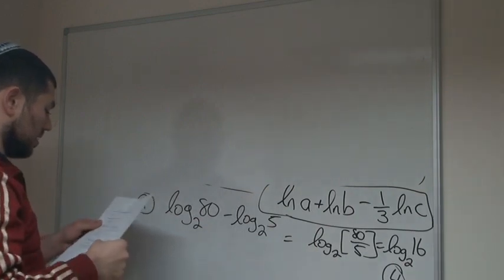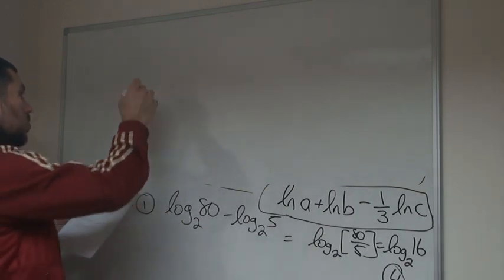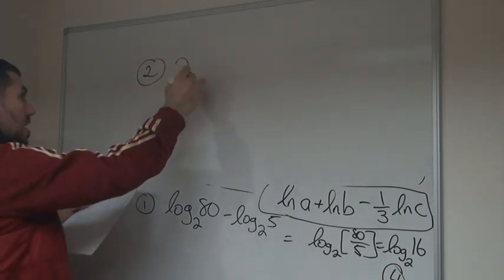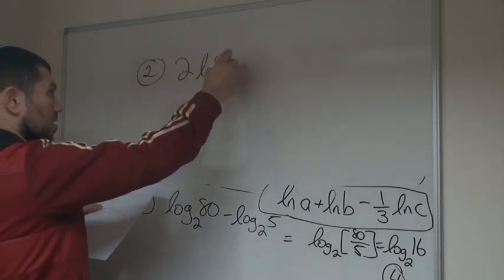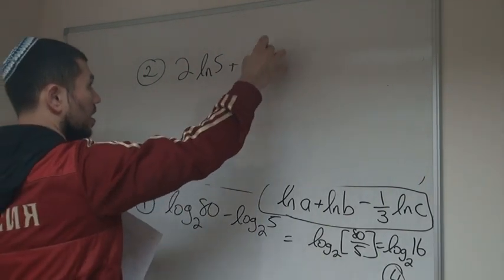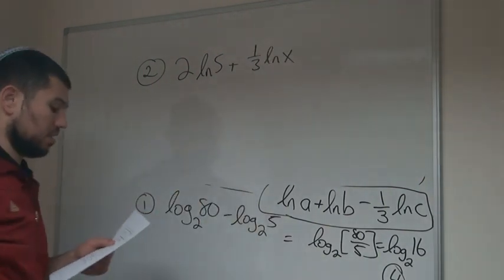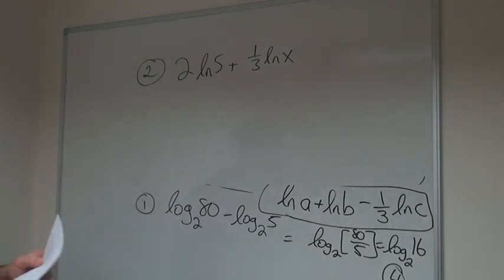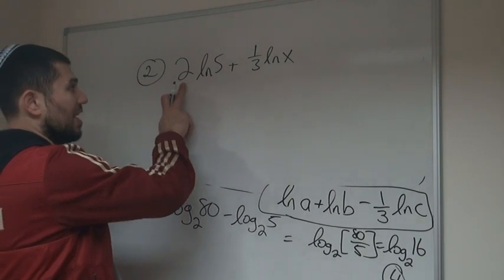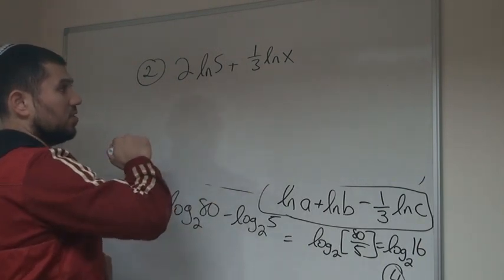So the second one: 2 ln of 5 plus 1/3 of the ln of x. Here we have a constant in front of the log term.